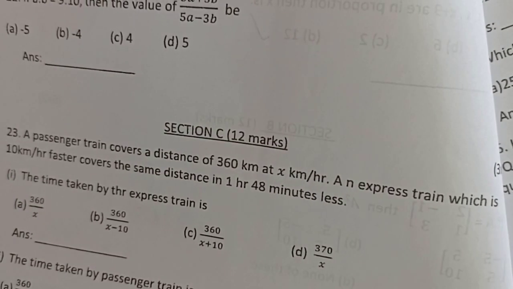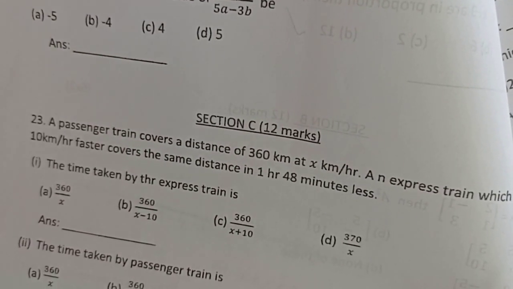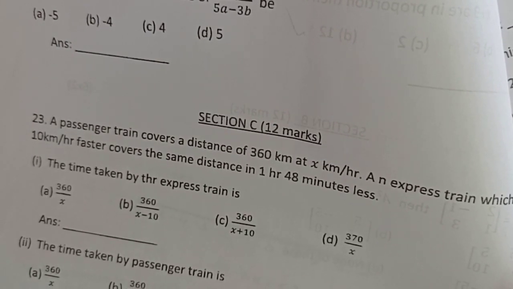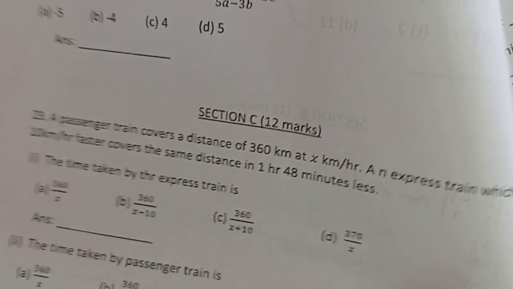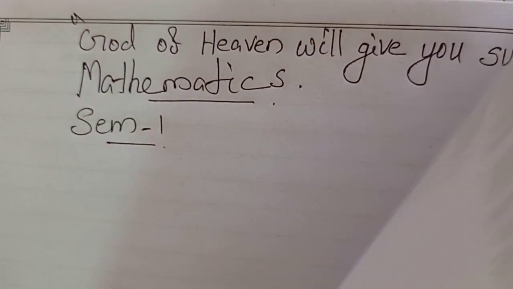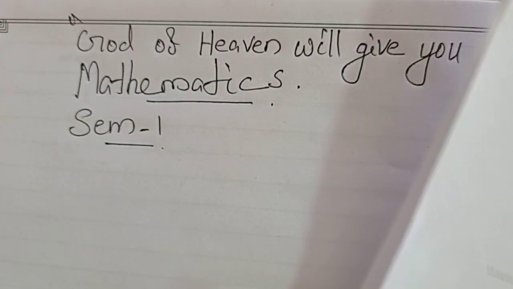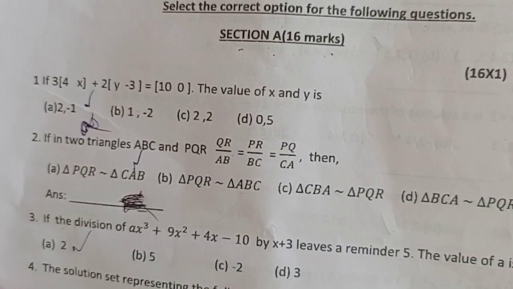And in the last, section C, 12 marks, each question carries 1 mark each. Therefore, 16 plus 12 plus 12 gives 40. Okay, in this class, I am going to explain some questions. All of you write that.